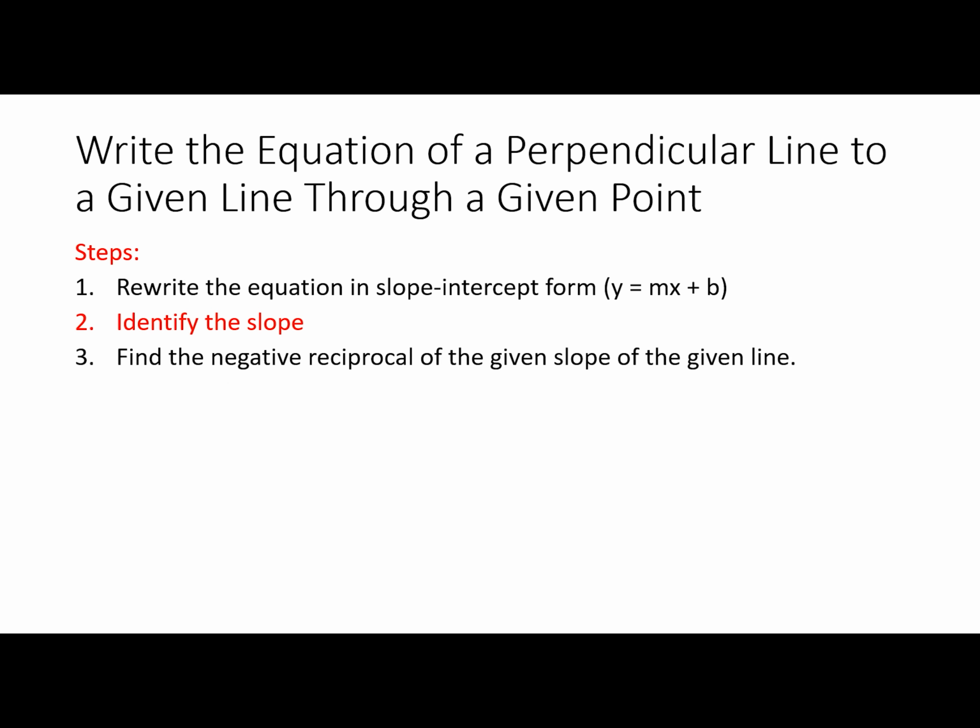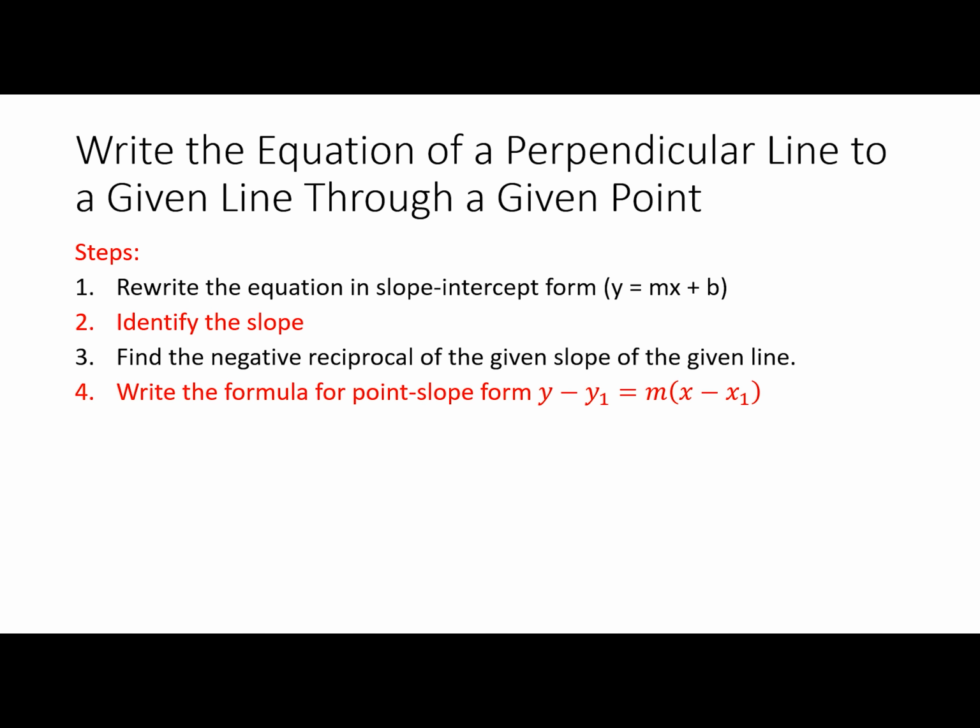3. Find the negative reciprocal of the slope of the given line. So what you are going to do, if m is positive, you make it negative, and if it's a whole number, you put it over 1, and then you flip it. So it becomes 1 over the number. It becomes a fraction.